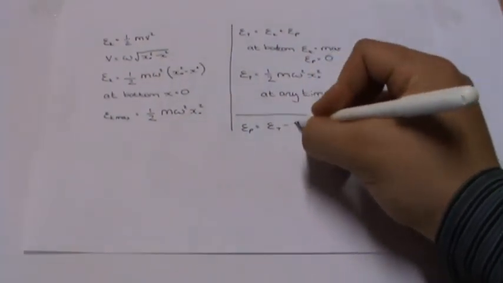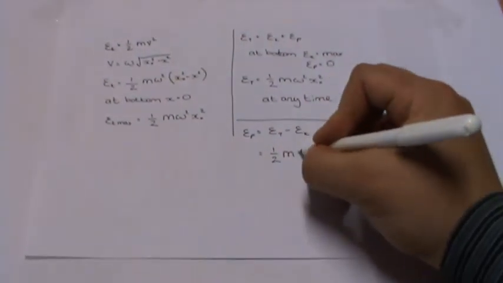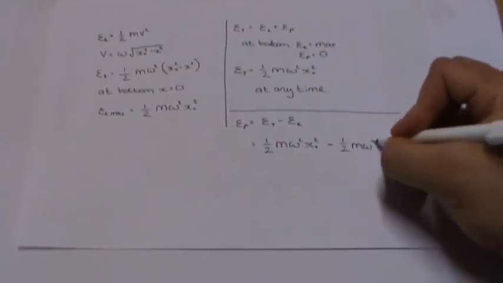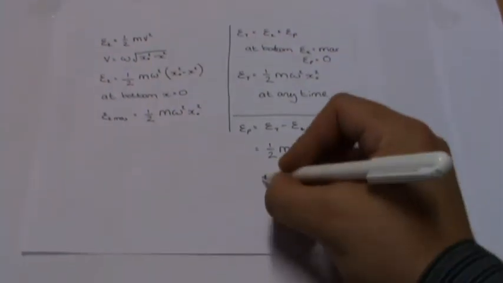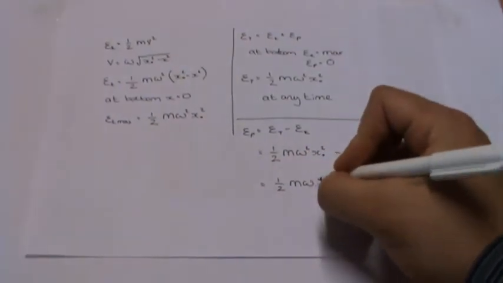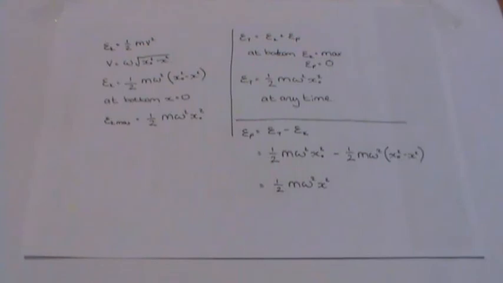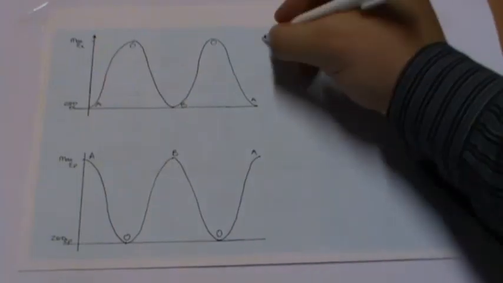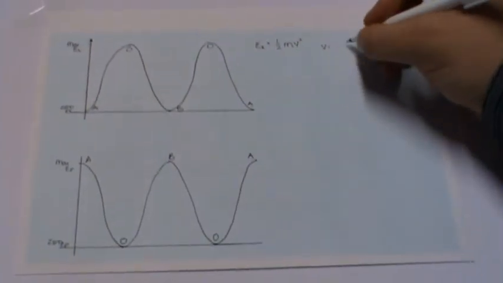Now we can use our equations for total energy and kinetic energy to derive an equation for potential energy. We take the total energy and subtract the kinetic energy from it, and we arrive at potential energy equals half m omega squared multiplied by the displacement squared. Let's look at how these equations relate to the graphs.